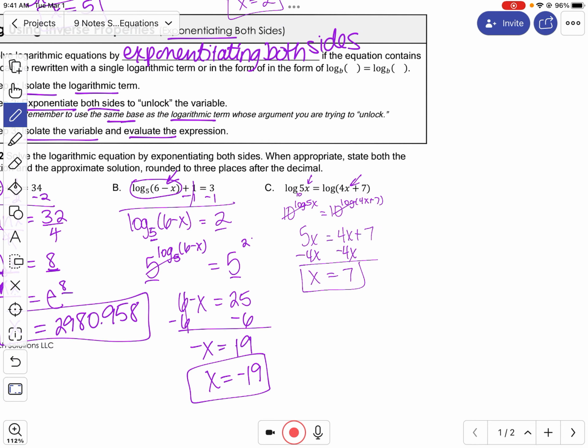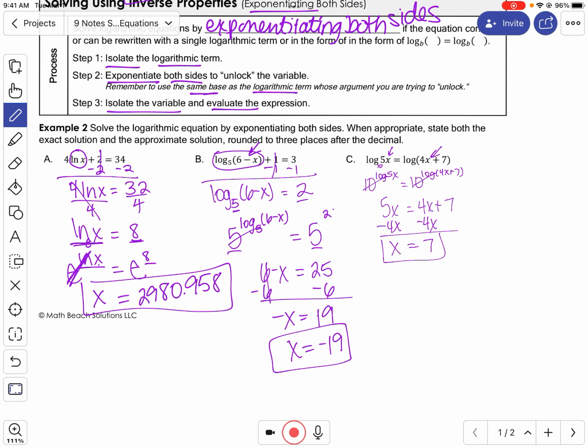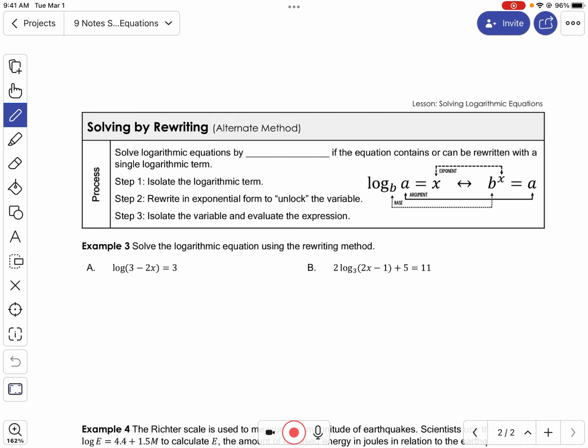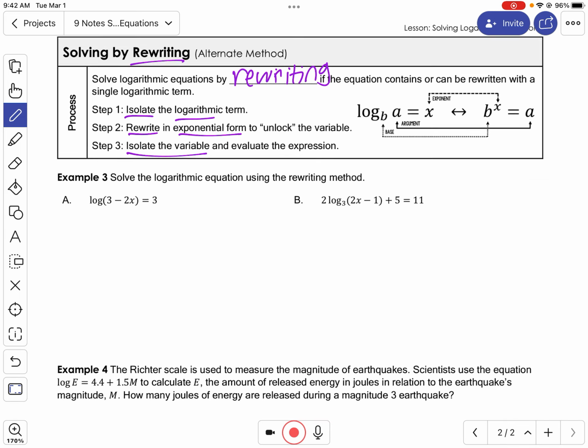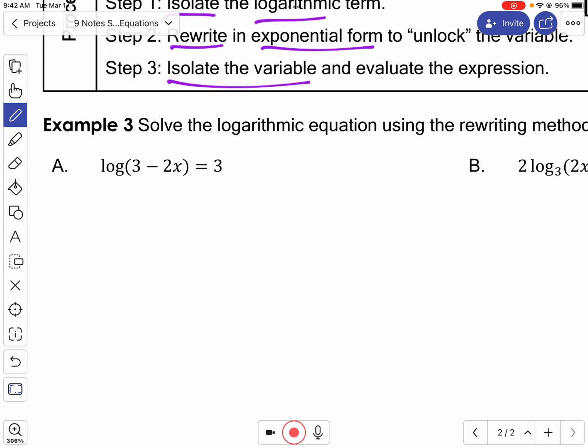Okay, so that is exponentiating both sides, which just means you are looking at the base of the log and changing it to exponential using that base, so that you can cancel out using inverse properties. Another way is rewriting. We can solve logarithmic equations by rewriting. Remember, a log can be written as an exponential, and an exponential can be written as a log. First step is to isolate your logarithmic term. Then you rewrite in exponential form to unlock your variable, so then you can isolate your variable to solve.